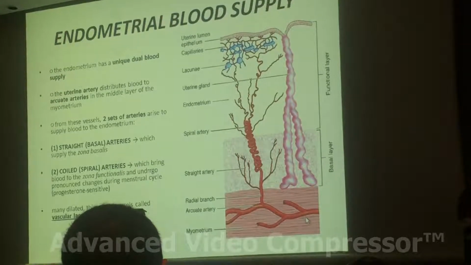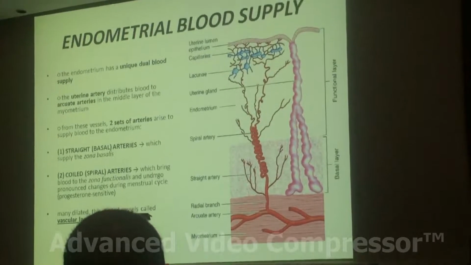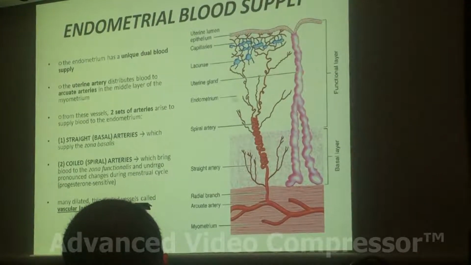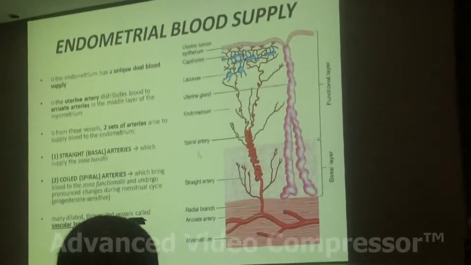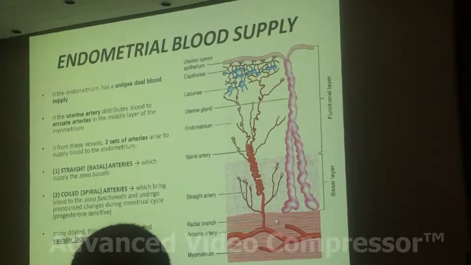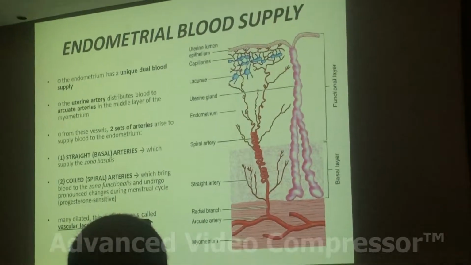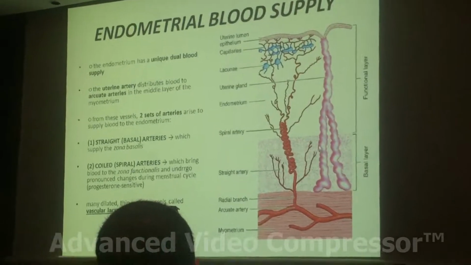This is why the middle layer of the myometrium is sometimes termed the stratum vasculare, the area of the vessels. The arcuate arteries will give rise to smaller arterioles that will supply the endometrium. You have two sets of arterioles. Over here you have the straight arterioles, and they are short. Where are they concentrated, in the basalis or the functionalis? In the basalis.